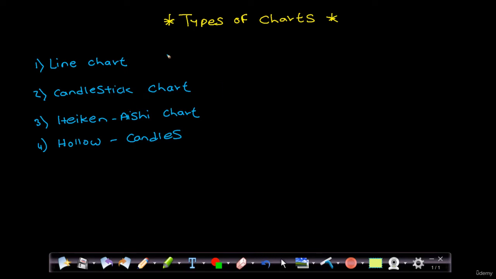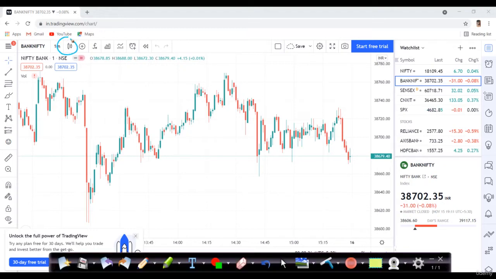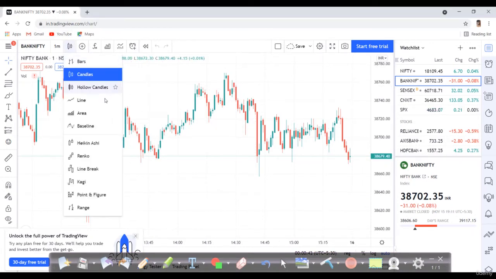So let's start with the line chart itself. Let's take an example here. This is the TradingView platform which you already know. Now you just need to click on this section, the candlestick icon, which I am marking. In this section we will get to know about different types of chart. Now let's select the line chart itself.